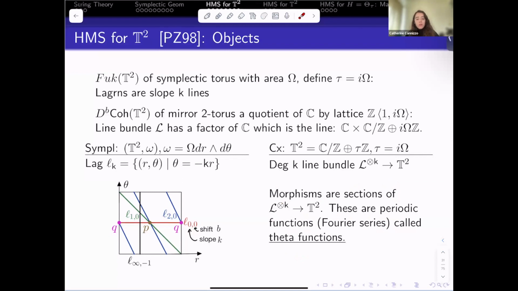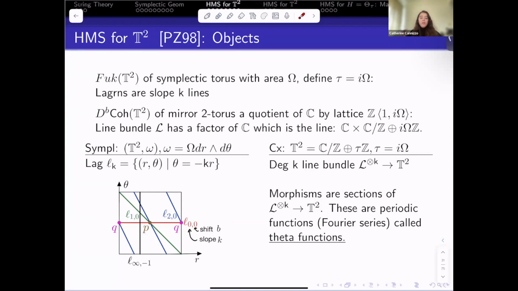For line bundles on a torus, we can actually concretely write down what sections are. If you think about a section on the universal cover, it's a function. A section of C is a function, but they have to be periodic. So they have a Fourier series expansion, and these are called theta functions. So morphisms in DB-Co when we're just looking at line bundles, now amount to looking at sections of tensoring that line bundle, and we can write them down as theta functions.